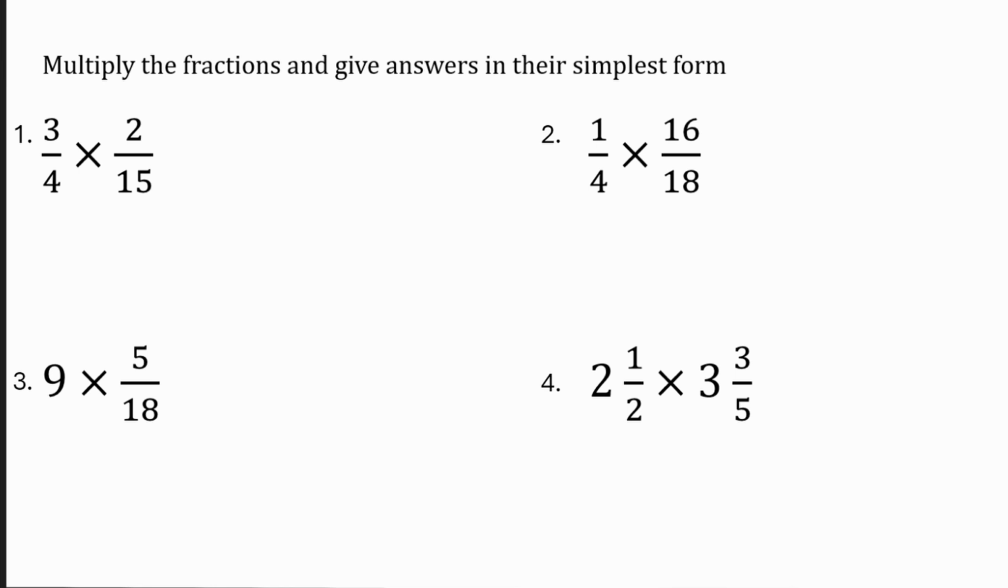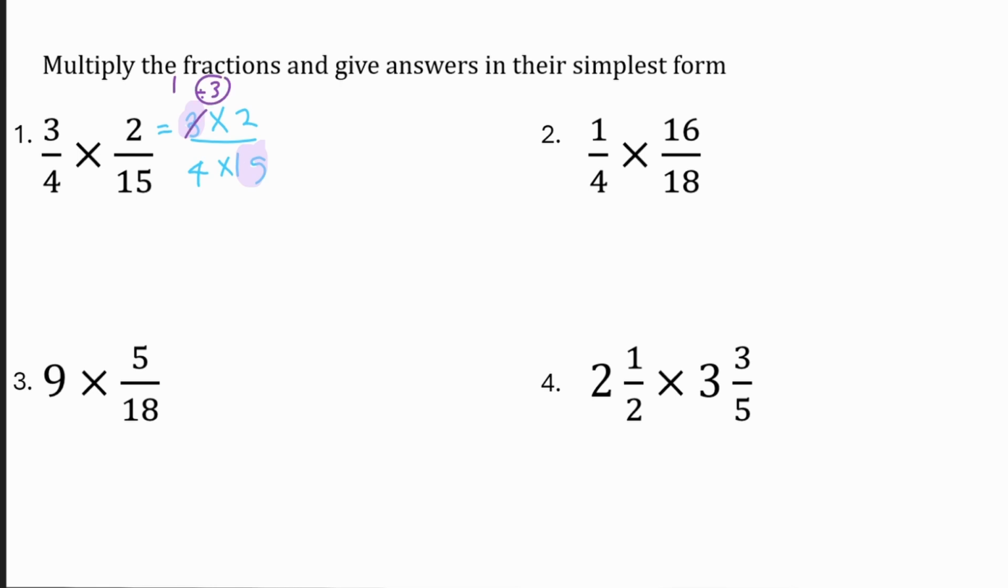So for number 1, we have 3/4 multiplied by 2/15. So I'm going to write this as 3 times 2 over 4 times 15. Before I multiply it out, I'm going to check if I've got common factors between numbers in my numerator and denominator. And yes, I have got 3 and 15. And the highest common factor of 3 and 15 is 3. So I am going to divide both these numbers by 3.